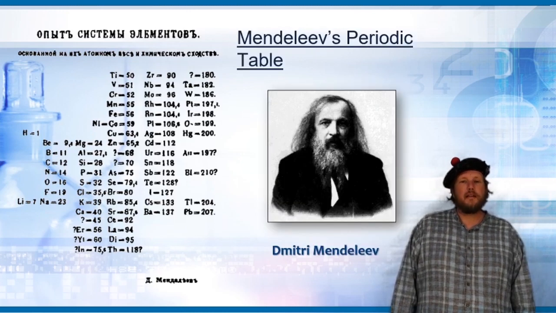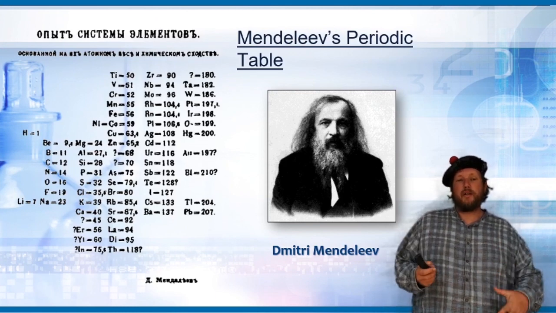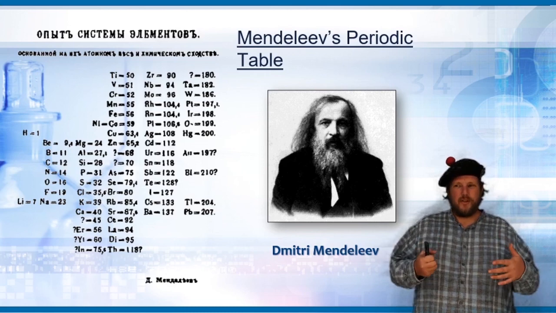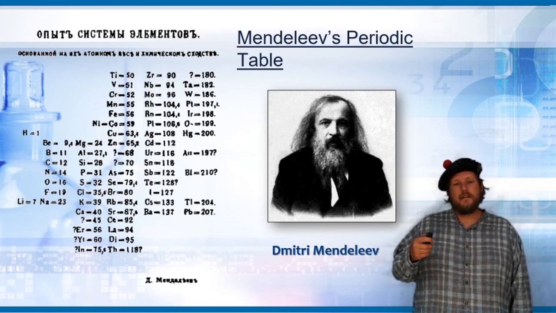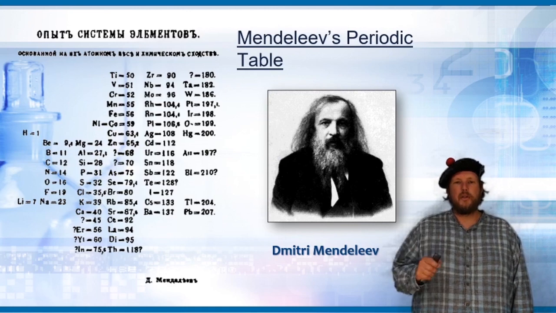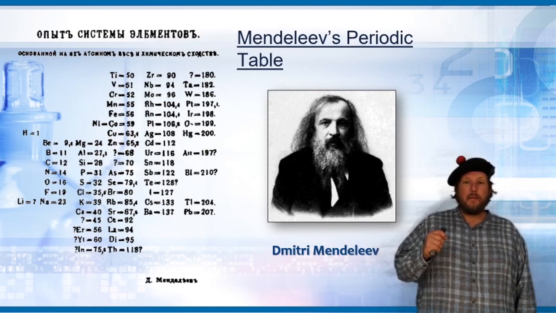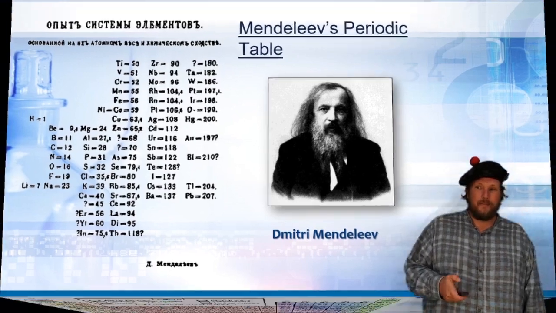Dmitri Mendeleev is the person we credit with the creation of the first periodic table. It's not the first to put the elements in a list or their masses in a list, but he is the first to actually show the periodicity and the repeatability. He included some question marks, which I think is one of the most brilliant things about this, is that he was able to predict new elements, elements we hadn't discovered yet.